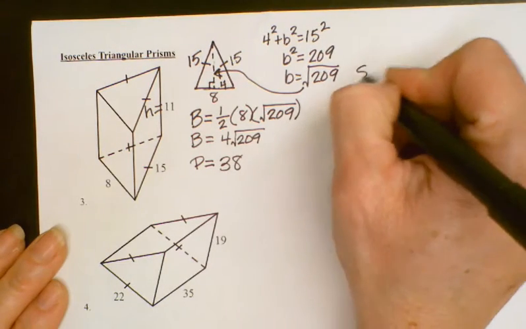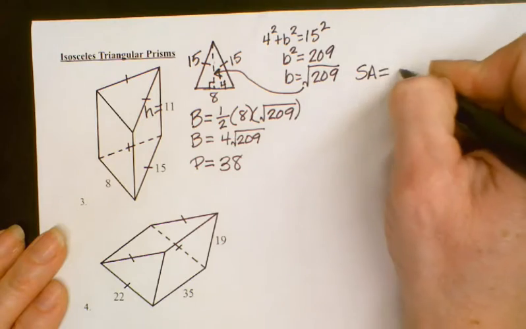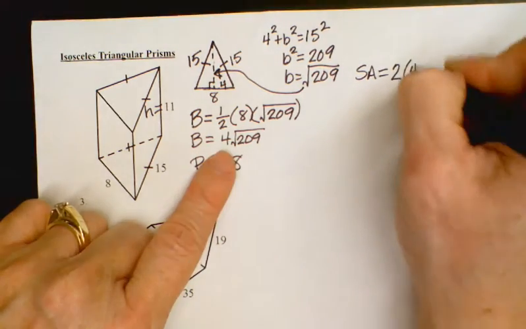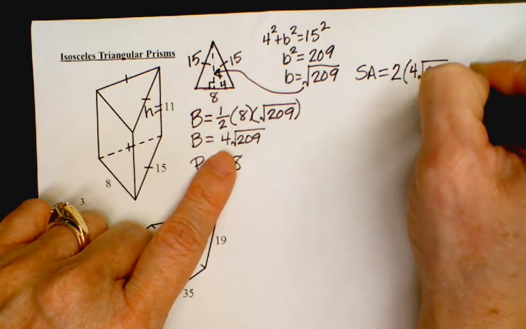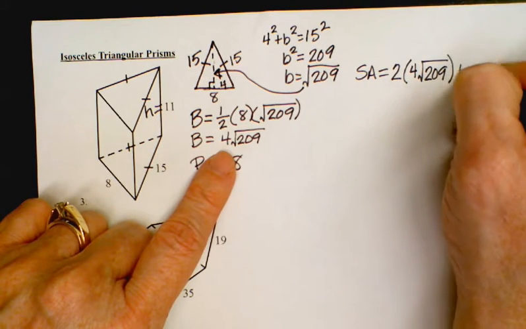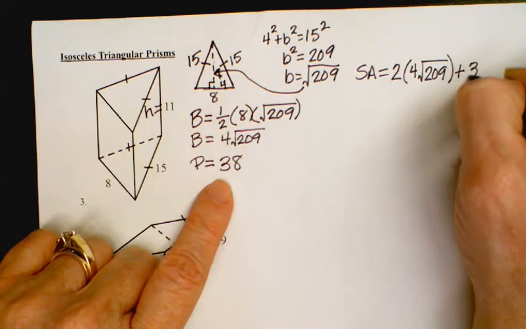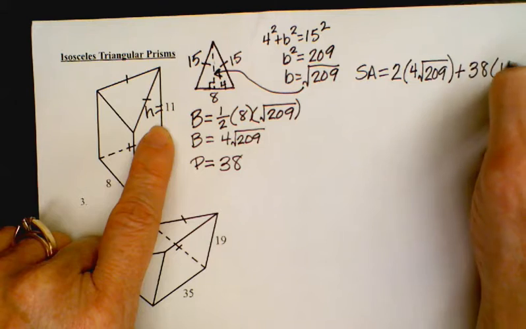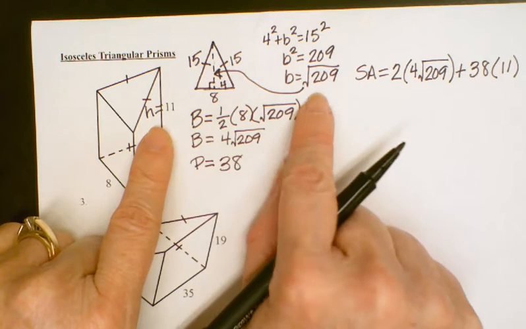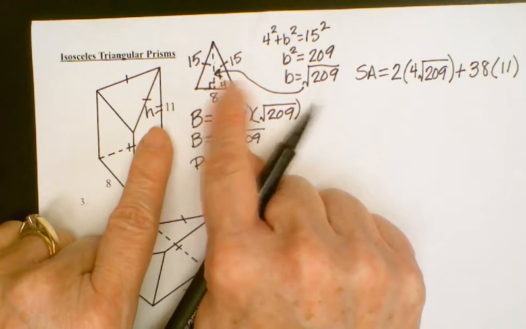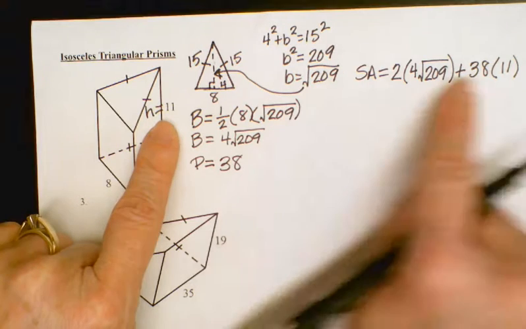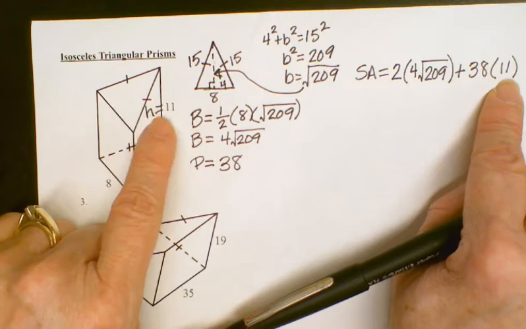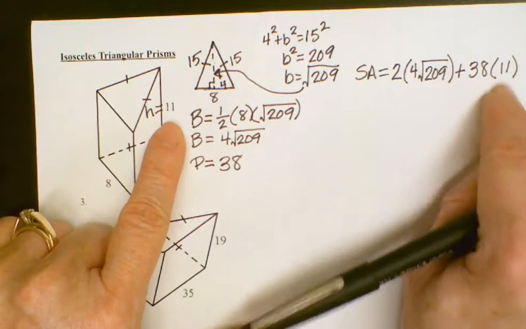Now it's time to find our surface area and our volume. Surface area of the prism, 2 times capital B, which is our 4 square root 209, 2 capital B plus the perimeter of the base times the height of the solid, 38 times the height of the solid, 11. You have to be cautious about confusing the height of this triangle with the height of the solid. When it comes to the surface area and the volume, make sure you're using the height of the solid, the distance between the bases, in this position.